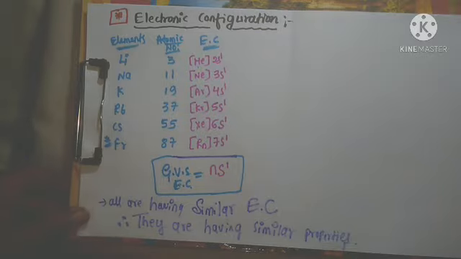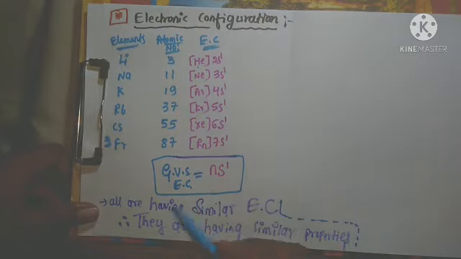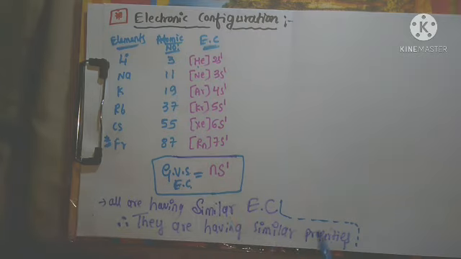Now just check here. All the group 1 elements are having similar electronic configuration. Therefore, they are having similar physical and chemical properties.